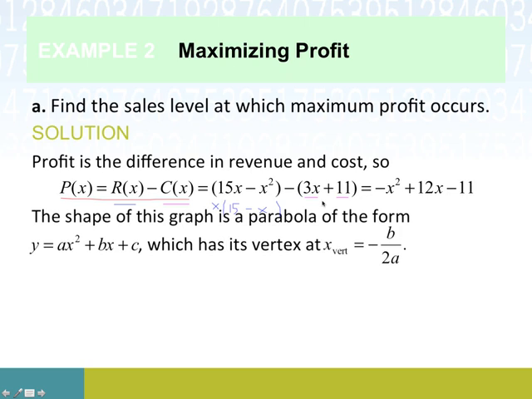So the shape of this is called a parabola. This could be in bold if we really wanted to. This is the definition. A parabola is the shape of a function that looks like this, where a, b, and c are all constants.